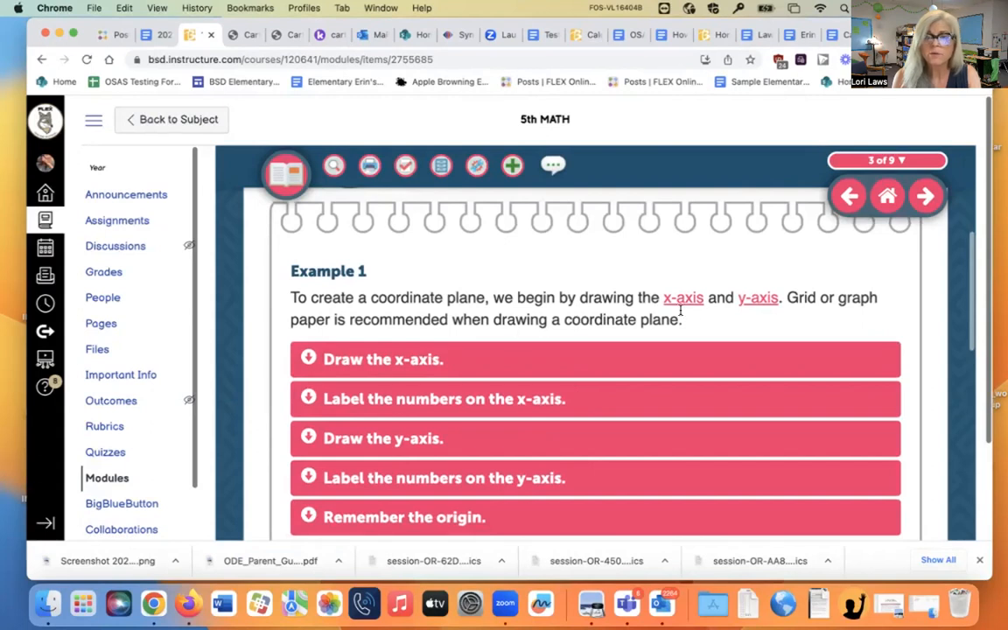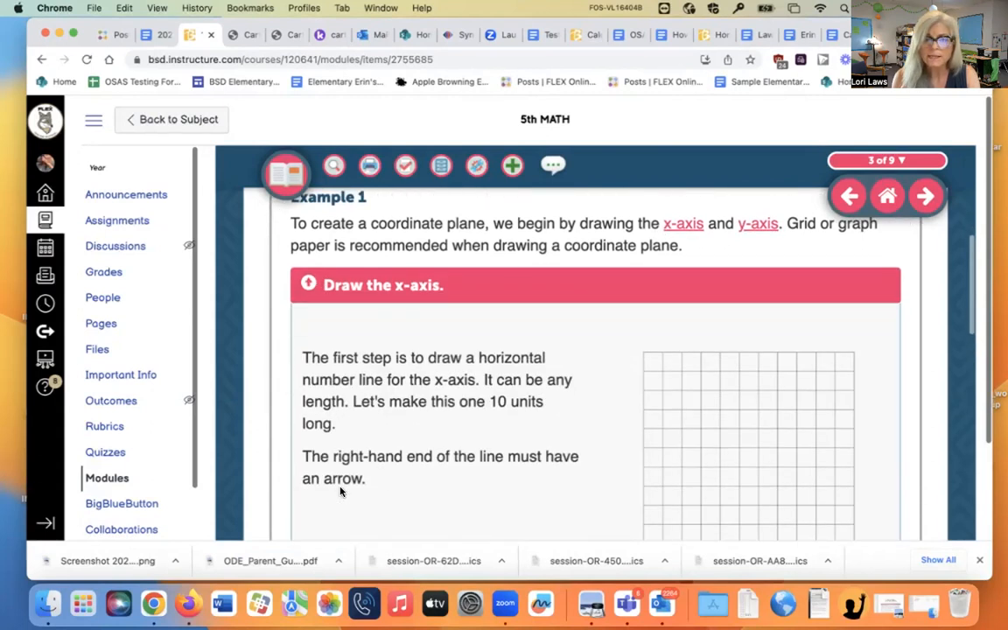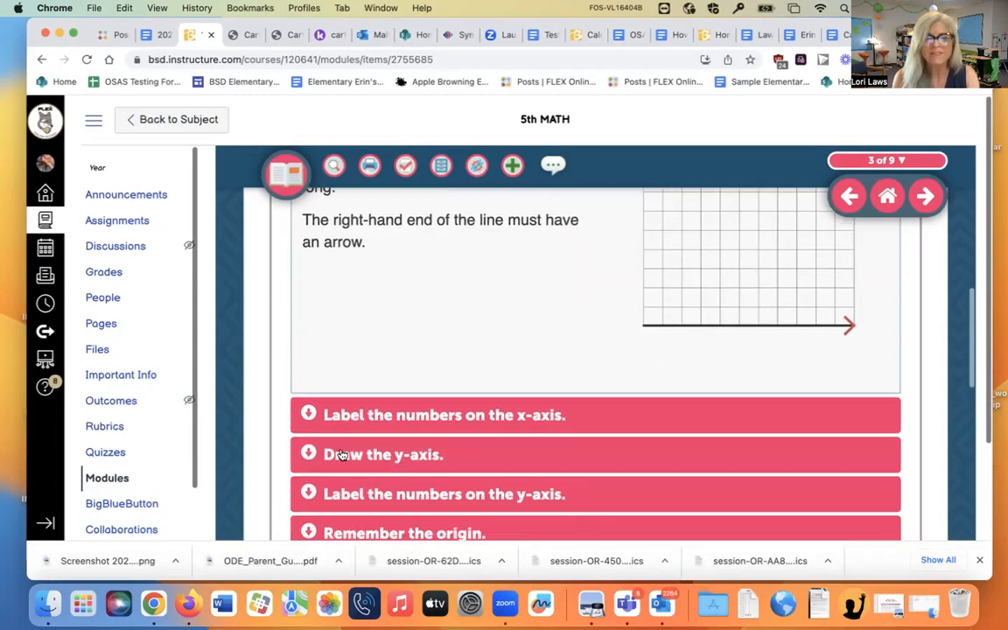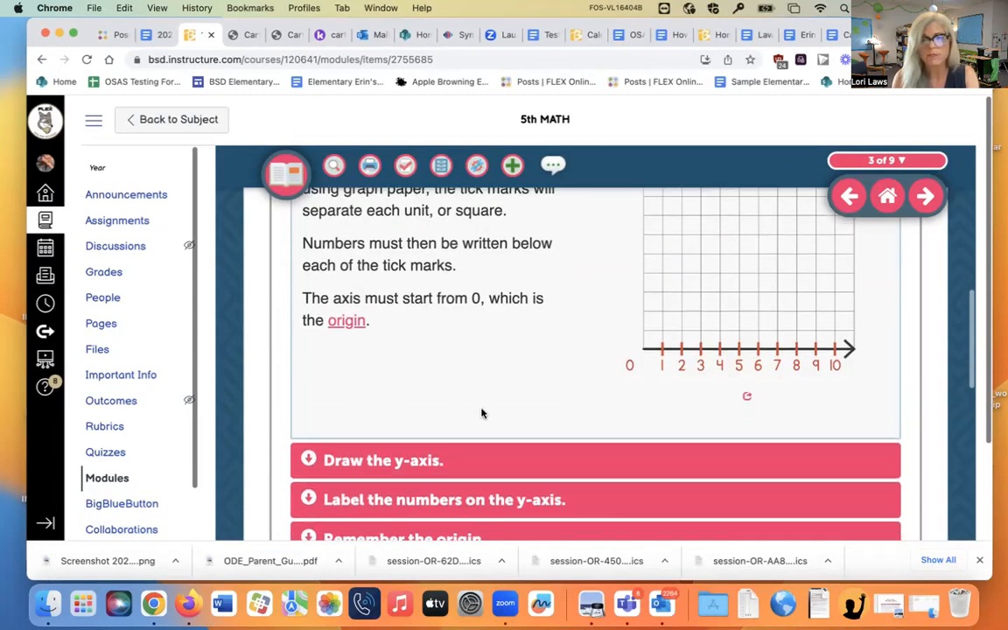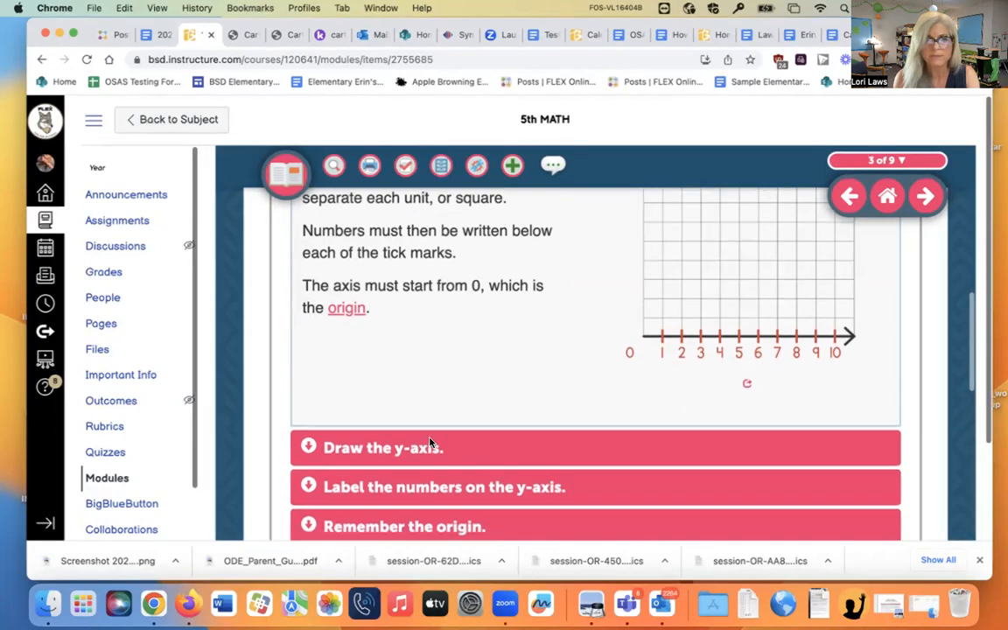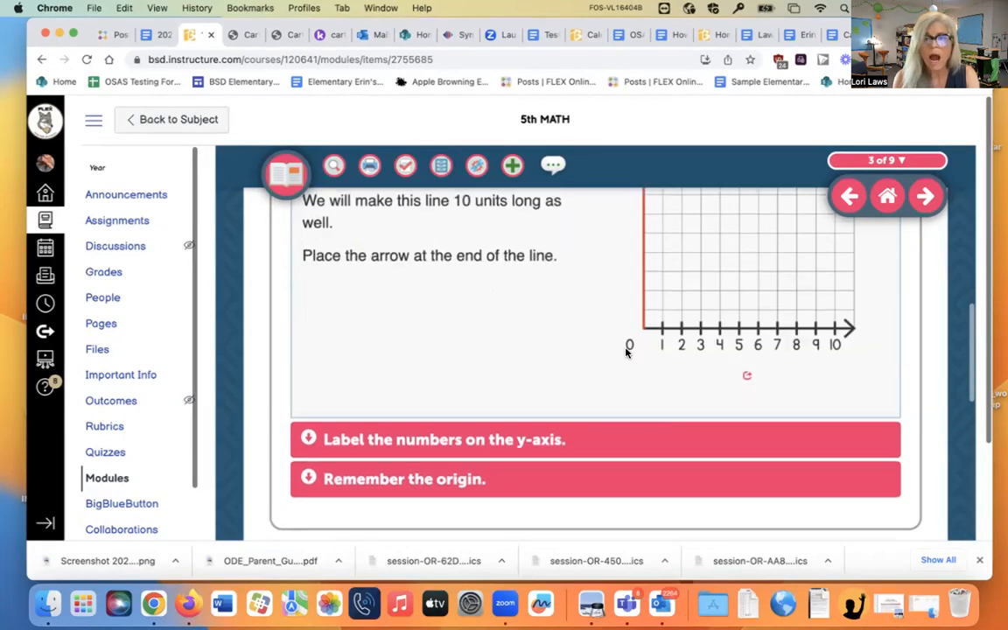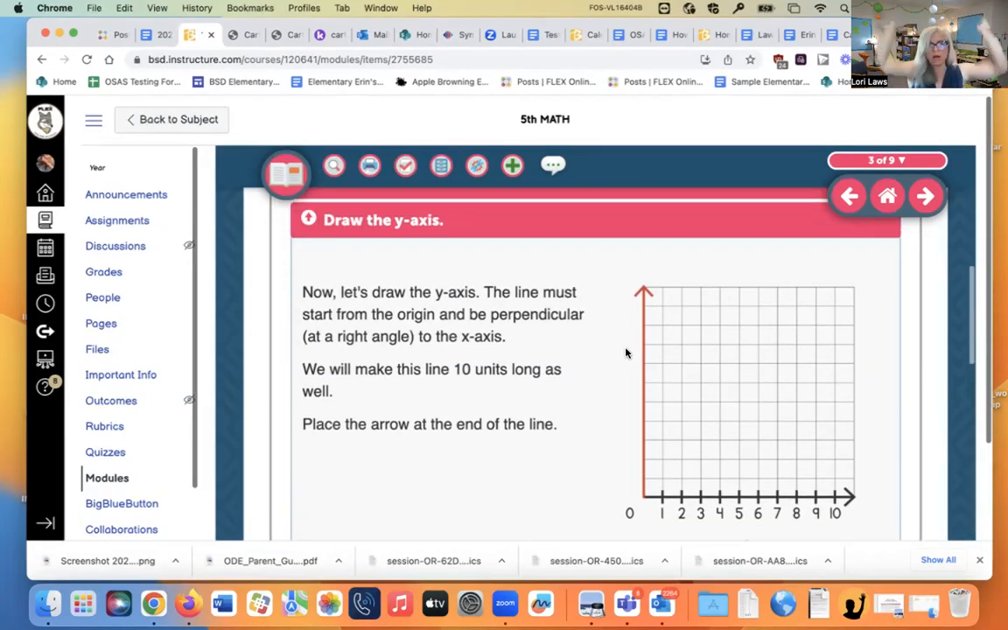Okay, if you go on to page 3, it's going to start practicing. To create a coordinate plane, we begin by drawing the x-axis and the y-axis. You draw an x-axis on the bottom. I don't think they're going to have you make a coordinate plane. They're mostly going to have you mark it. 1, 2, 3, 4, 5, 6, 7, 8, 9, 10. The y-axis goes up like a y, and it's 0, and then you'd mark it 1, 2, 3, 4.